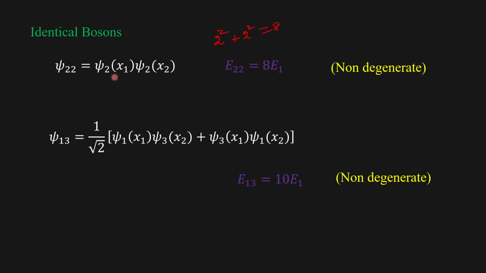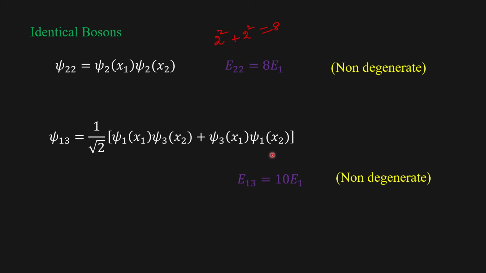This is non-degenerate. Similarly, what will happen when psi 1 3, that is one particle is at the ground state, other one is at the second excited state. So this can be written as a linear combination, and identical boson is a symmetrical one, so you will get plus sign. So 1 over square root 2 psi 1 of x1, psi 3 of x2 plus psi 3 of x1 and psi 1 of x2.